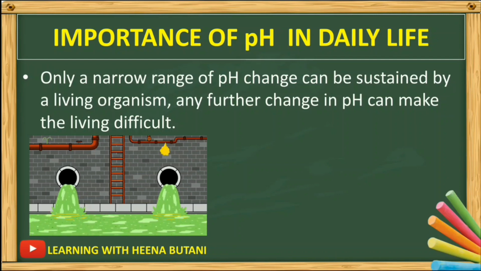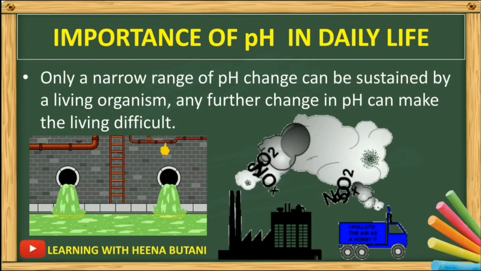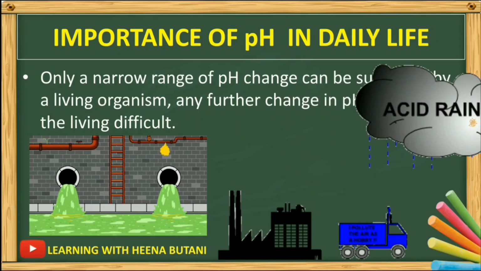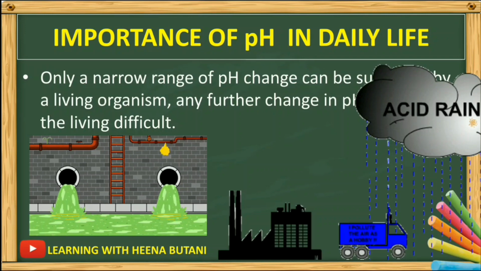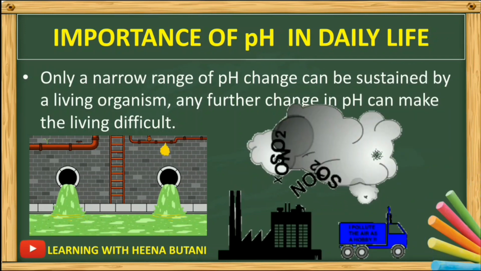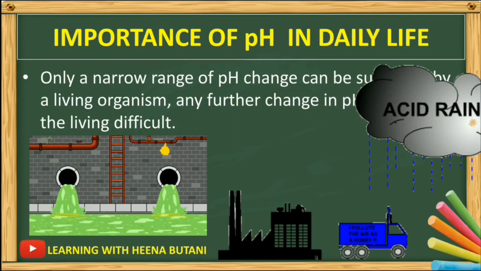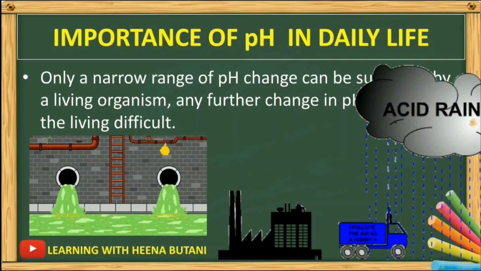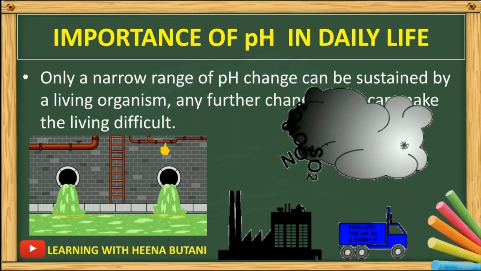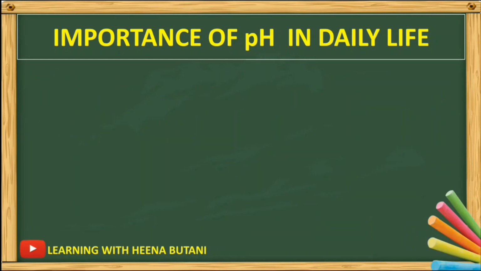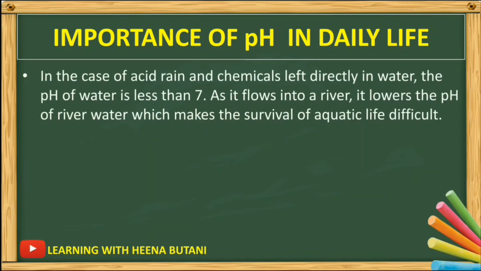If the effluents are acidic in nature, they lower the pH of water, and if the effluents from the factories are basic in nature, they increase the pH of flowing water. And one more thing, pollution nowadays: gases like sulfur dioxide, nitrogen dioxide and carbon dioxide from the exhaust of chimneys and vehicles are responsible for making acid rain or acidic water, and this acid rain also changes the pH of water, and this change affects marine life.